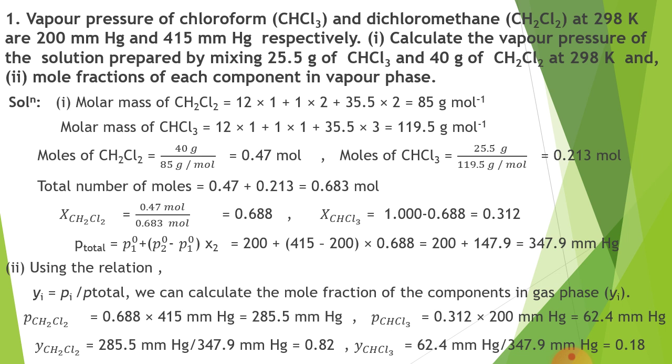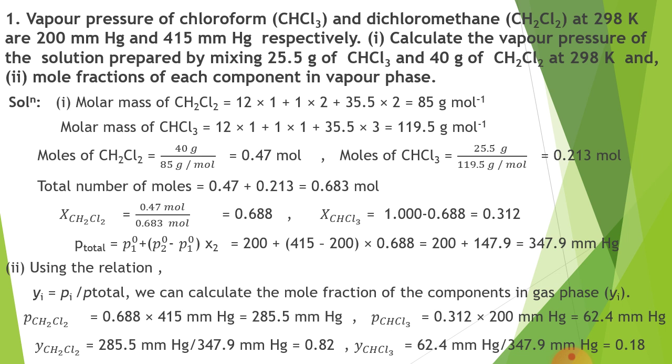Similarly, the moles of chloroform is 25.5 gram mass divided by 119.5 gram per mole molar mass. This will give 0.213 mole. Now the total number of moles is 0.47 plus 0.213. This equals 0.83 mole.